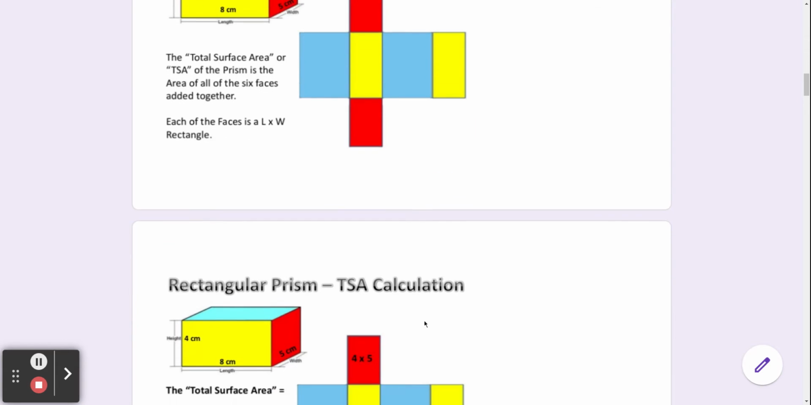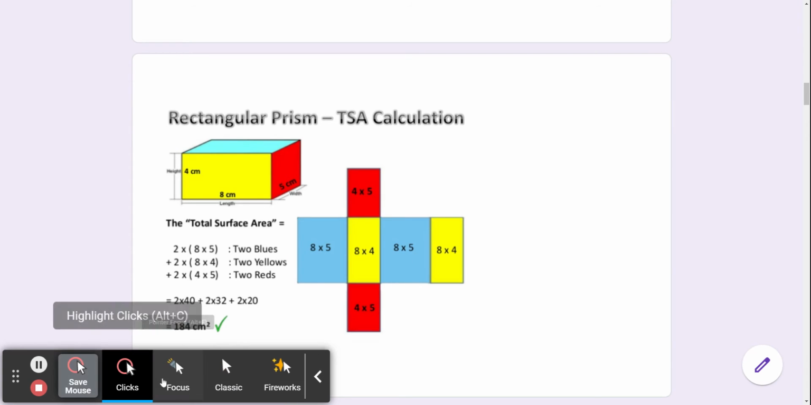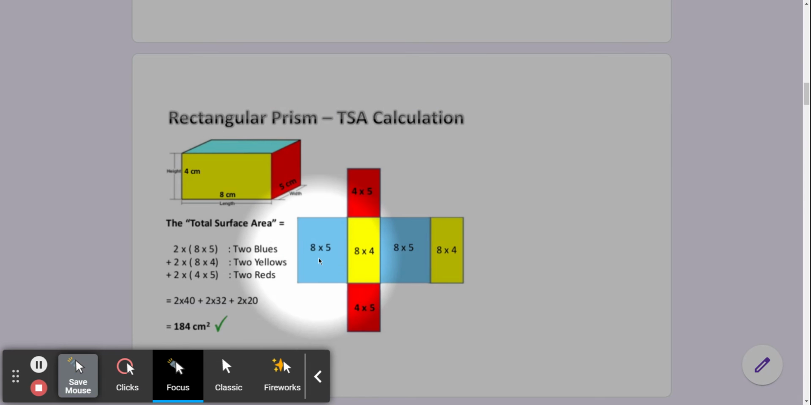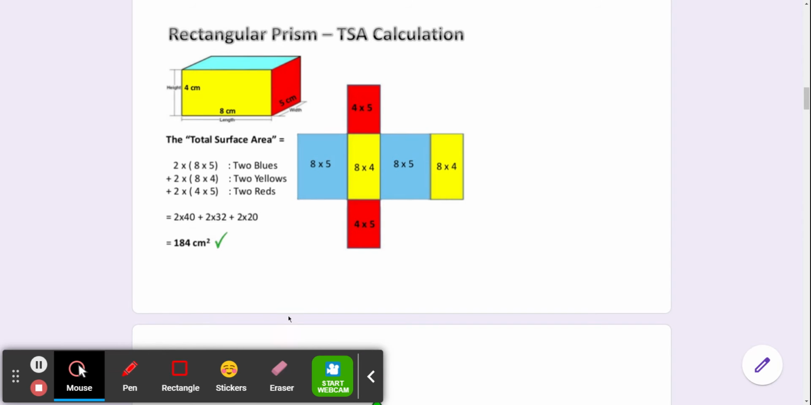So for this one, if you look at the original prism, now here's the one that they took apart and they put what each piece had. So this one was an 8 times 5, so that was the bottom. Here's the top, right here, 8 times 5. Then we have the sides, 8 times 4 and 8 times 4. And then the other side's 4 times 5 and 4 times 5. Then we're going to add it all together, and we end up with a total surface area of 184.